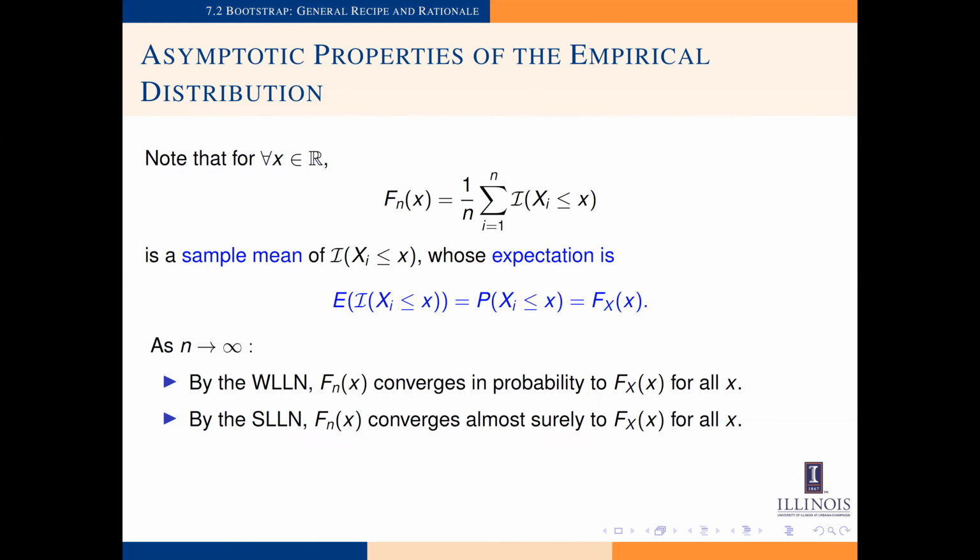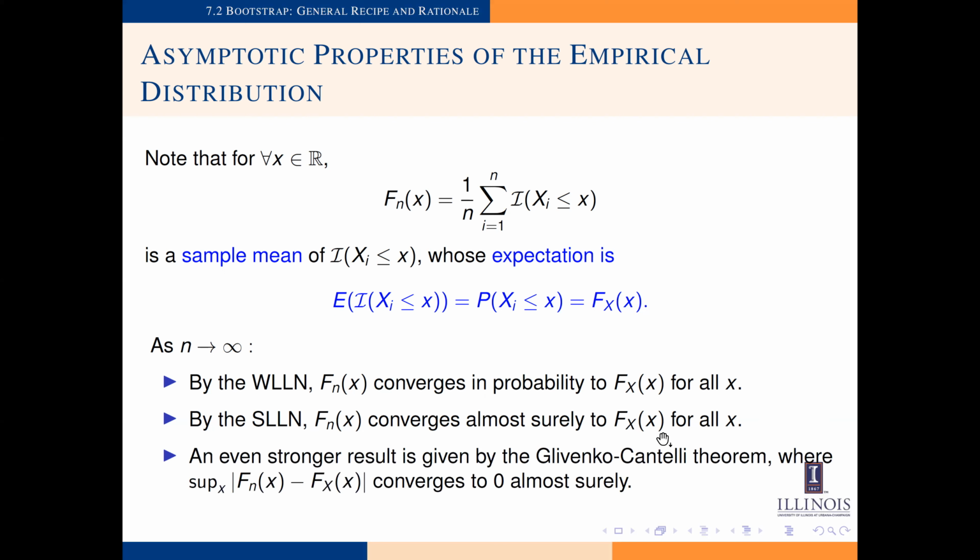You might not have learned the strong law of large numbers in 410, but if you have taken 510, you might know that by the strong law of large numbers, we can get an even stronger result. We can show that Fn(x), the empirical CDF, converges almost surely to Fx(x), the theoretical CDF for x.